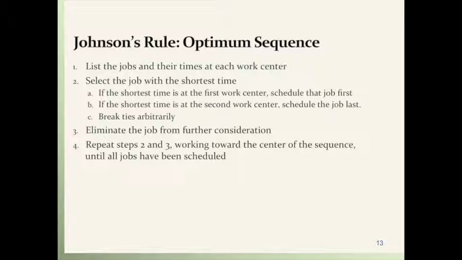So the way you use Johnson's rule: first you list all the jobs and their times at each work center. Select the job with the shortest time. If the shortest time is at the first work center, schedule that job first. If the shortest time is at the second work center, schedule the job last, and you break ties arbitrarily. Then you eliminate that job from further consideration, and you repeat steps 2 and 3, working toward the center of the sequence until all jobs have been scheduled.